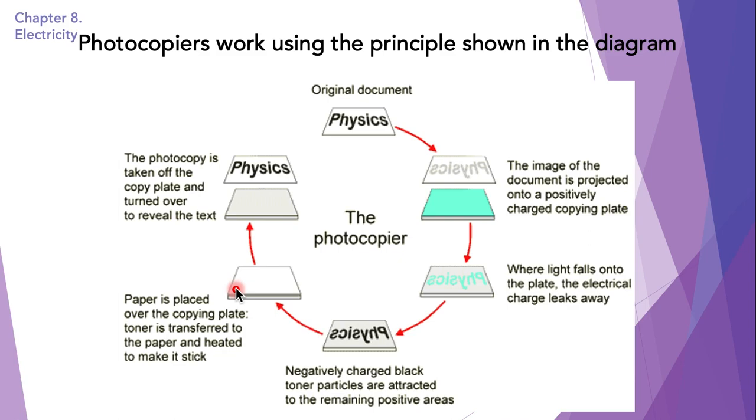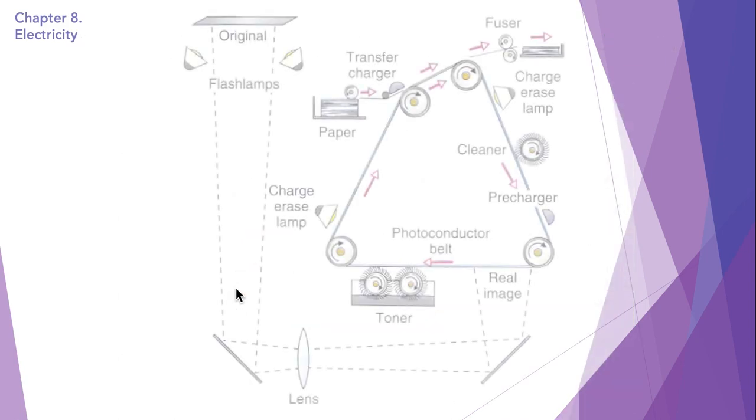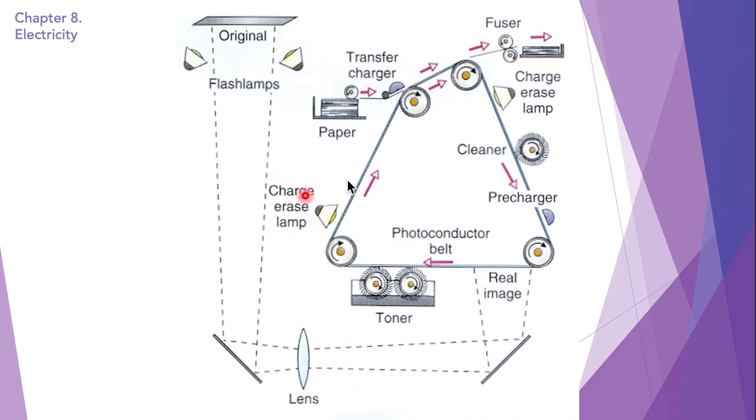This is how this photocopier works. It's pretty interesting, right? Here we have the inside of the machine of the photocopier, the actual machine. This is the original. The flash lamps send light and the light gets reflected off of the original document, and with the reflection we also have a lens in between so that the rays are then reflected from this part, and here is where the real image is formed.